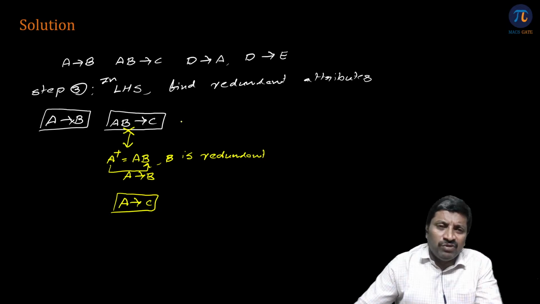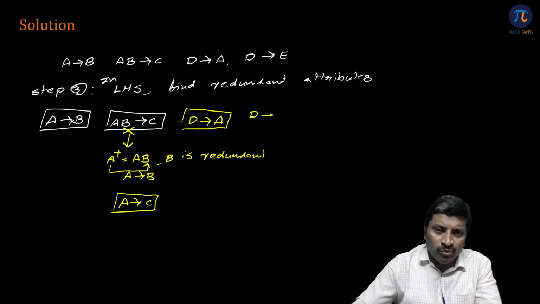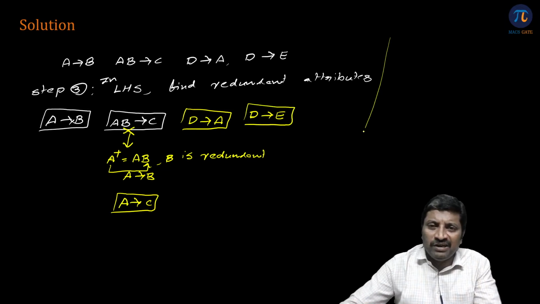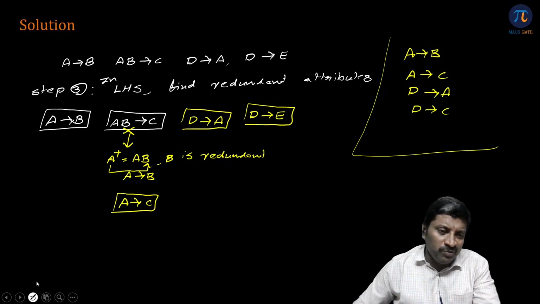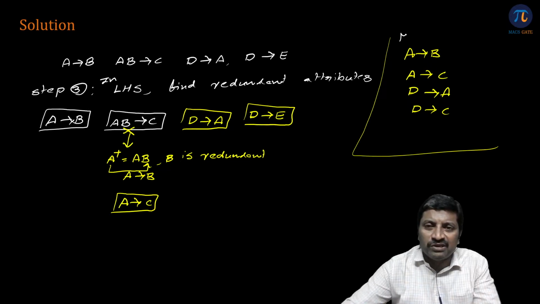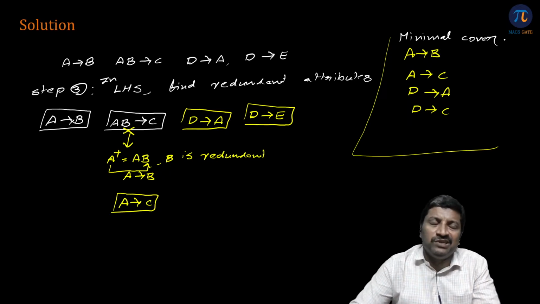Then what about the third one, sir? D implies A. The LHS contains only one, so don't do anything. D implies E, the same. So finally what did you get in the third step? A implies B, A implies C, D implies A, D implies E. So this is the minimal set with which you can cover the given set of functional dependencies.